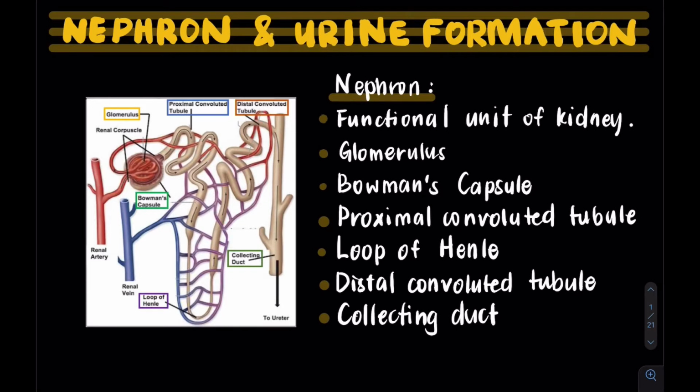In this video, we will look at the structure of nephron and the process of urine formation. Nephron is the functional unit of kidney and it consists of glomerulus, Bowman capsule, proximal convoluted tubule, loop of Henle, distal convoluted tubule and the collecting duct.